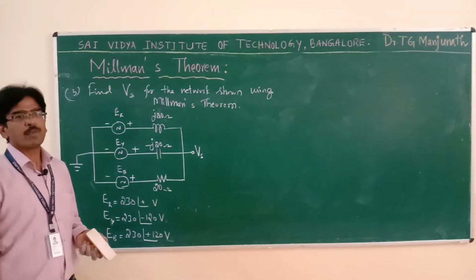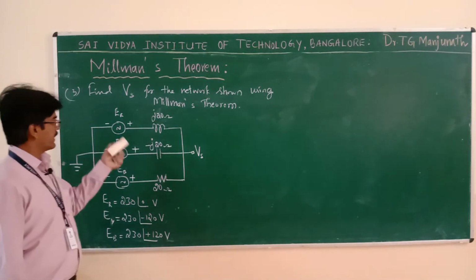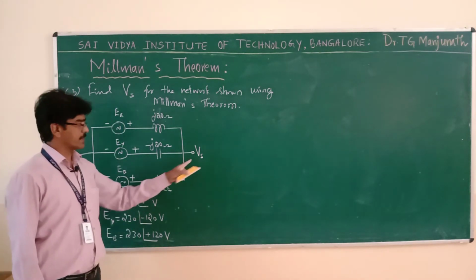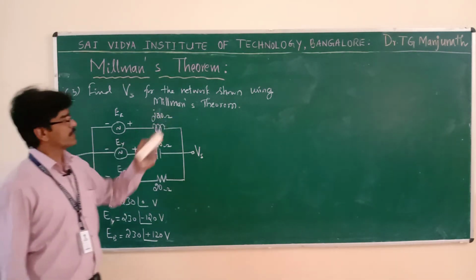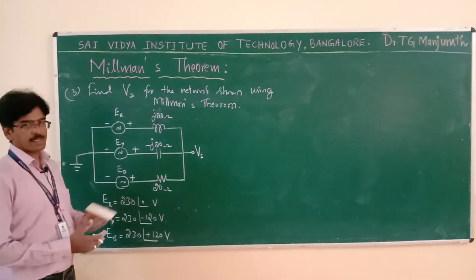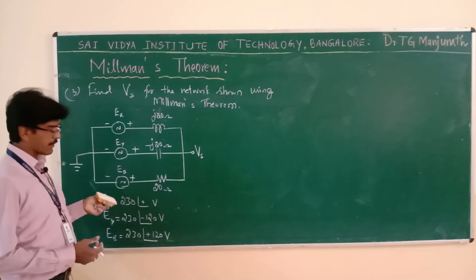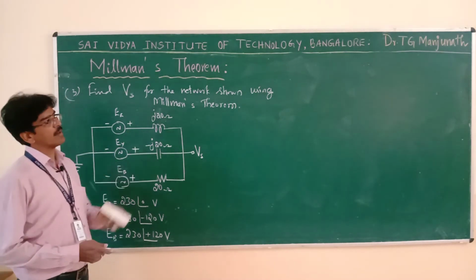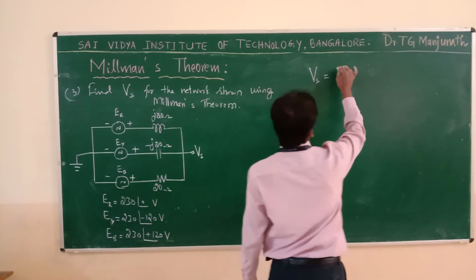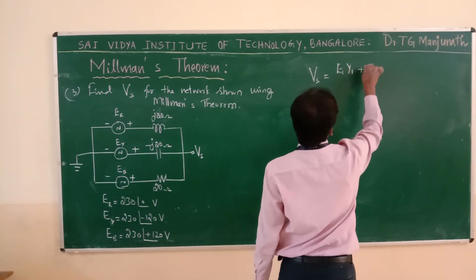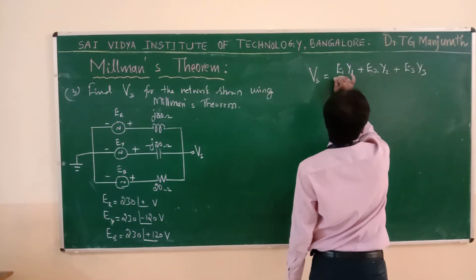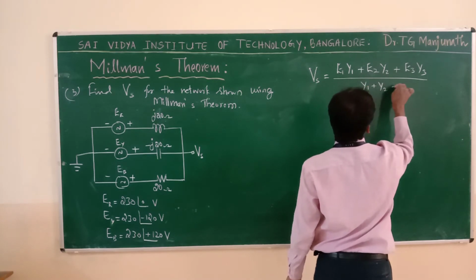Now, let us solve one more problem on Millman's theorem for an AC network, which was asked in the VTU examination. Your intention is to find Vs, that is the voltage at this point, using Millman's theorem. You have three voltage sources connected in parallel in an AC network, and the values are given here. You know the formula using Millman's theorem. The single voltage source Vs for an AC network is E1 Y1 plus E2 Y2 plus E3 Y3 divided by Y1 plus Y2 plus Y3.